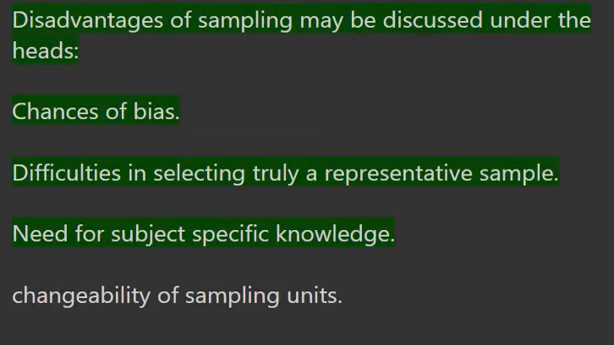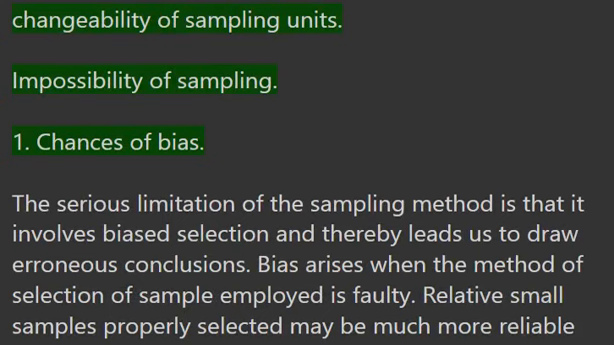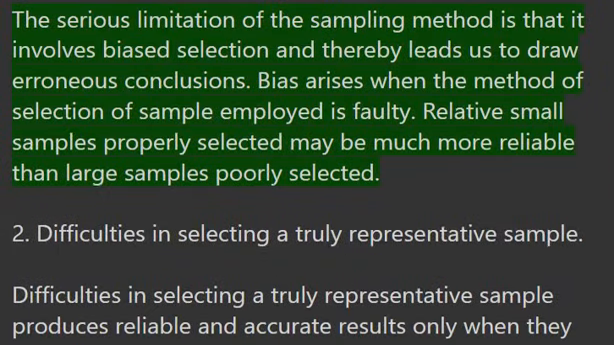Disadvantages of sampling may be discussed under the heads: chances of bias, difficulties in selecting a truly representative sample, need for subject-specific knowledge, changeability of sampling units, and impossibility of sampling. 1. Chances of bias. The serious limitation of the sampling method is that it involves biased selection and thereby leads us to draw erroneous conclusions. Bias arises when the method of selection of sample employed is faulty. Relatively small samples properly selected may be much more reliable than large samples poorly selected.